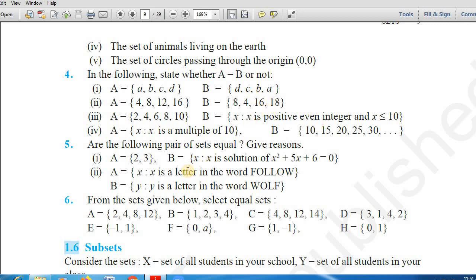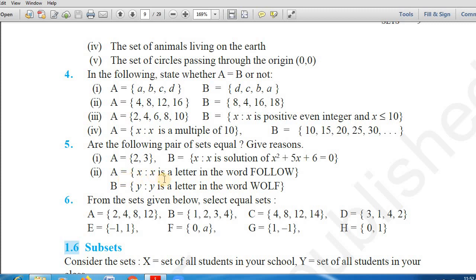Next, look at example number 5. Are the following pair of sets equal? Again on equality. A consists of 2 elements, 2 and 3. B consists of 2 elements, which we get by solving this quadratic equation. If you solve it, you will have 2 values of x. If these 2 values are exactly the same as the elements of A, then obviously the sets are equal. If they are different, then the sets are not equal.